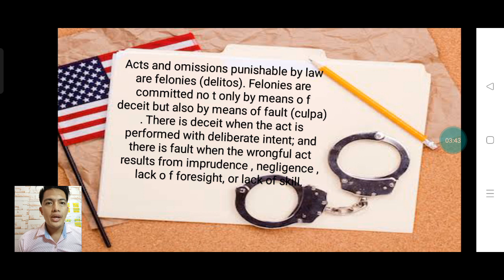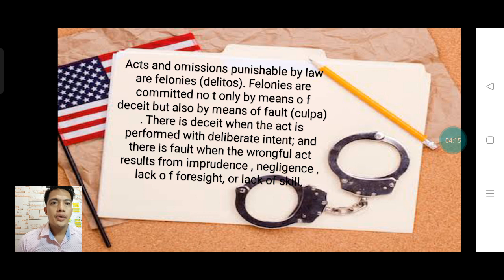However, when an act produces an effect in the external world, then that is considered an external act, which is already punishable. Why? Because there was already a violation of the prohibition of the law, there was already an act that is punishable by law.